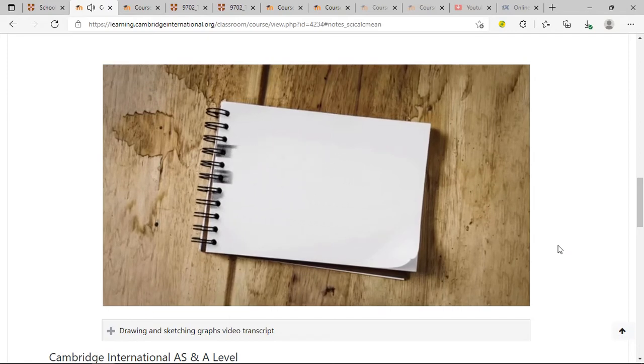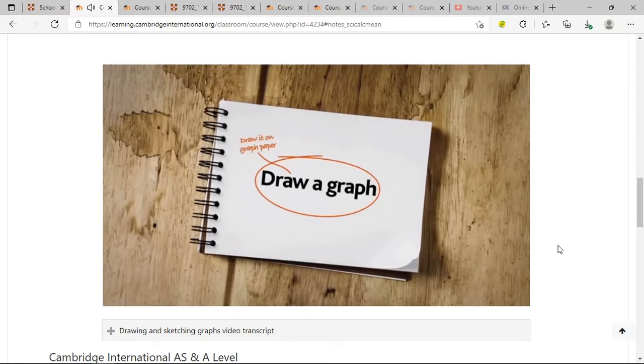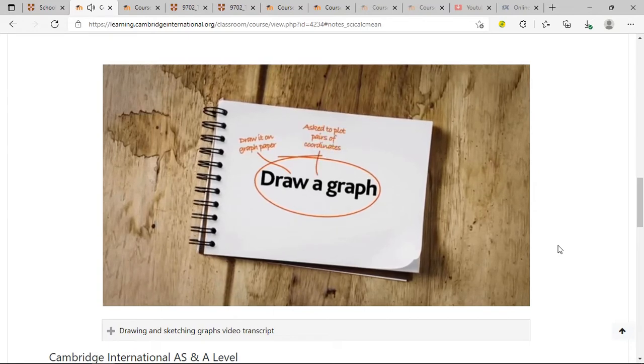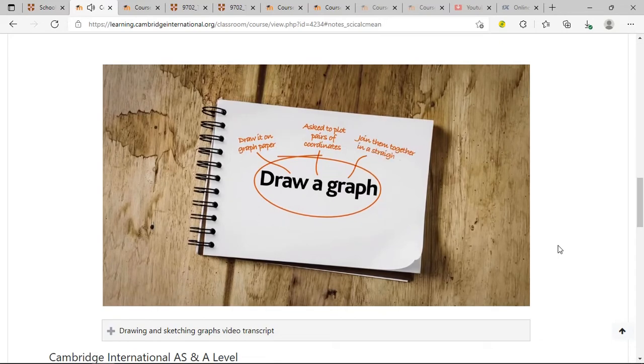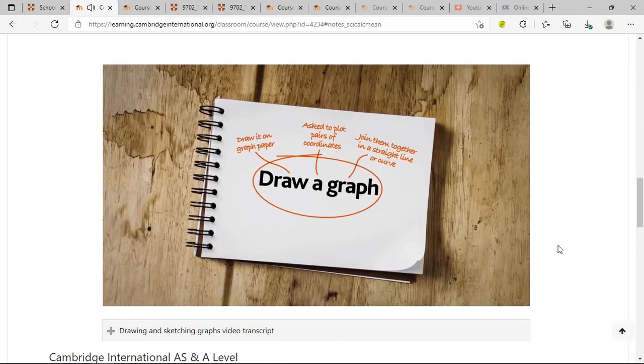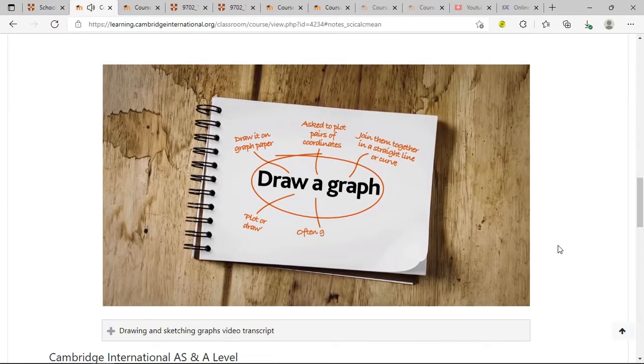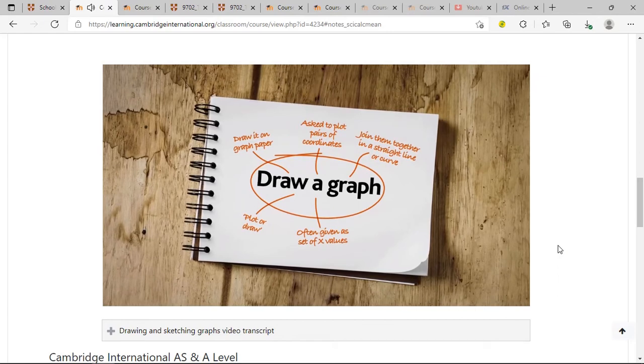Well, when you need to draw a graph accurately, you will be asked to draw it on graph paper. You're usually asked to find and plot pairs of coordinates and join them together correctly with a straight line or a curve. The instruction you'll be given will be plot and draw, or just draw, and you're often given the set of x values you should use.